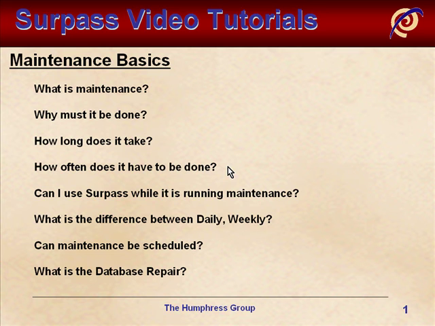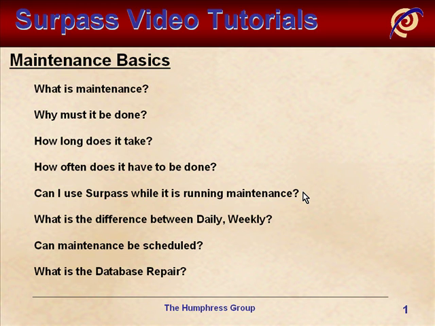Can you use Surpass while it's running maintenance? No, you cannot use Surpass while maintenance is running. That's because the Surpass central application needs to have control over the database in order to make the corrections and do the tune-up tasks that need to be done. So no cataloging, no book borrowing can be done while maintenance is being performed.